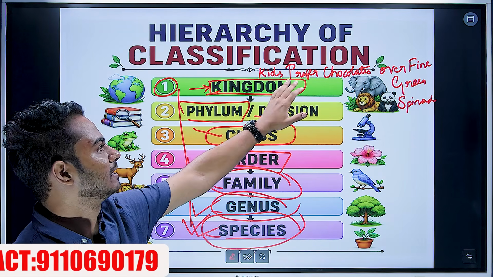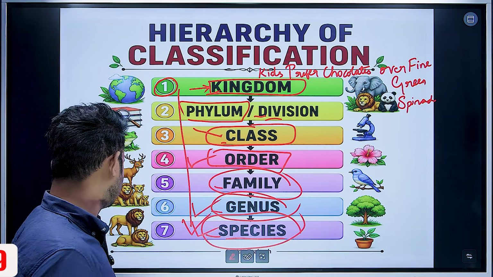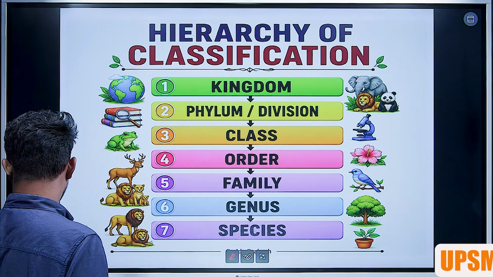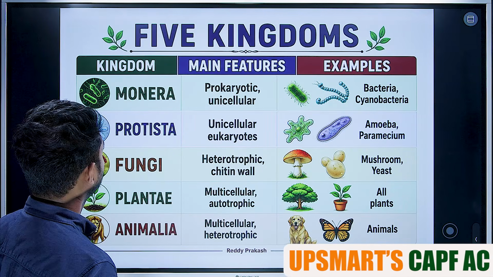So easy with this, right? Kids prefer chocolates over fine green spinach. Very easy, right? Very easy. I say samjha to... I will not forget for a long time, sir.